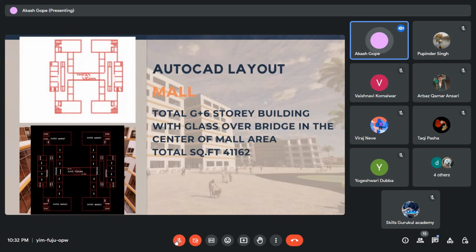AutoCAD layout of my mall. This is a total G+6 story building with a glass over bridge in the center of the mall area. Total square foot of the mall is 41162. You can see that one building is a mirror of another.